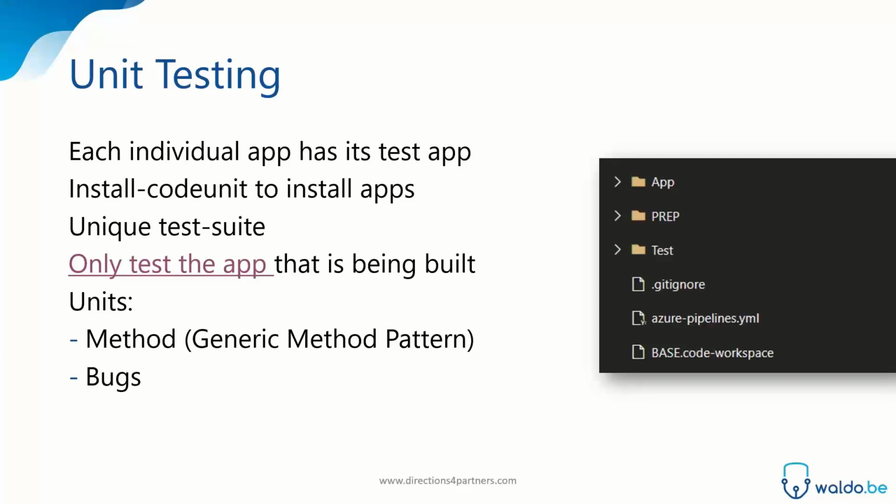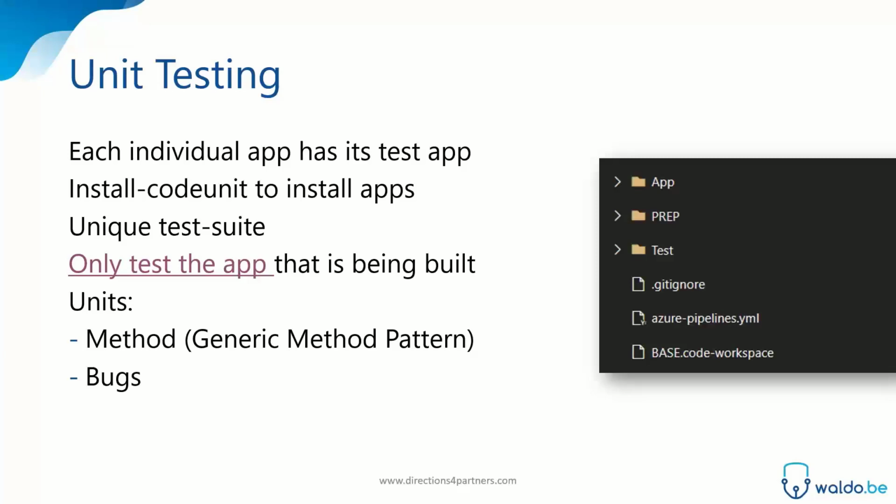So what we do at the moment: we do unit testing and integration testing in a certain way. Unit testing is basically, the units that we test are the methods that we have. Remember the generic method pattern, let's say 2,000-3,000 code units that are purely methods.